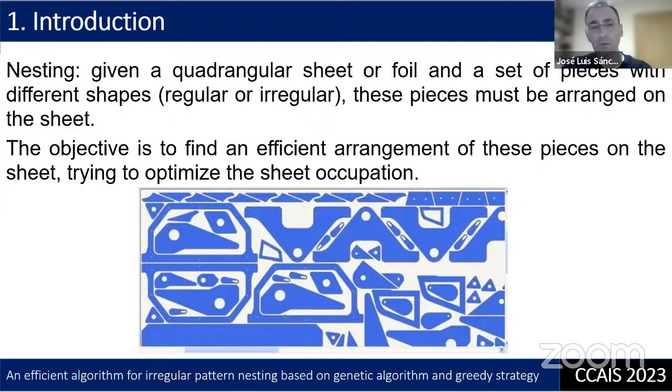First, I will introduce the term nesting. Nesting consists of, given a quadrangular sheet or foil and a set of different shapes, arranging these pieces on the sheet. The objective is to find an efficient arrangement of these pieces on the sheet with the aim of optimizing the sheet occupation.